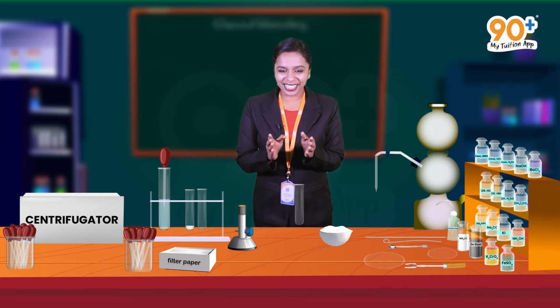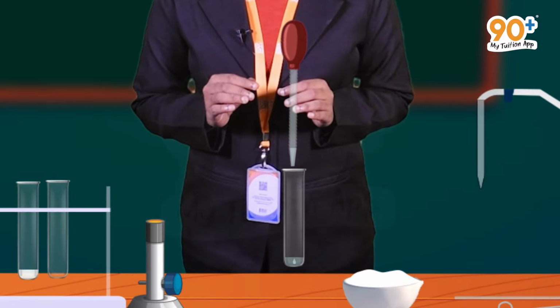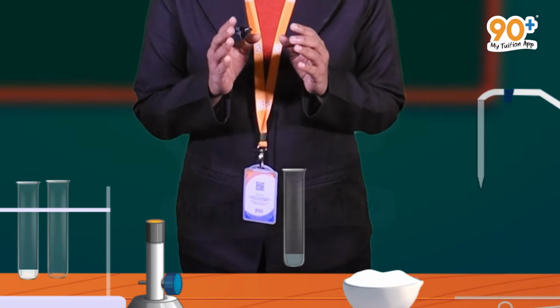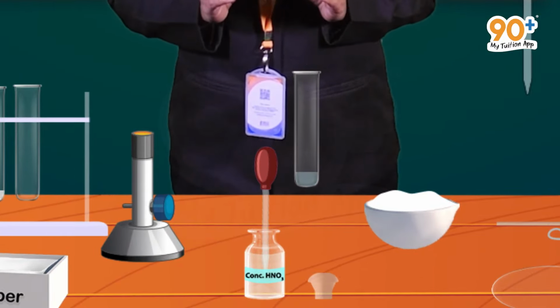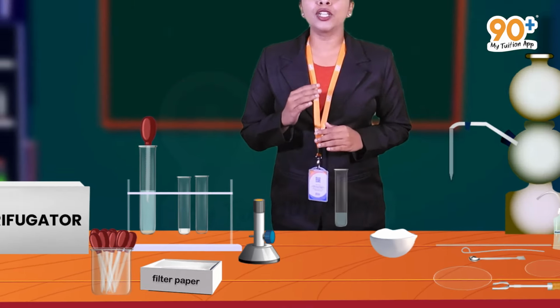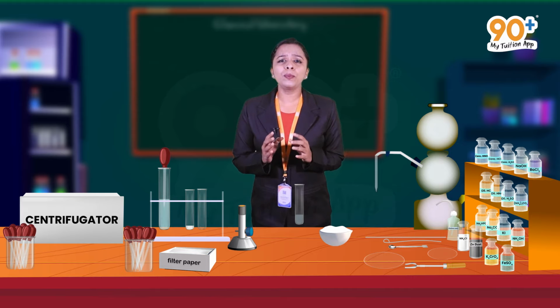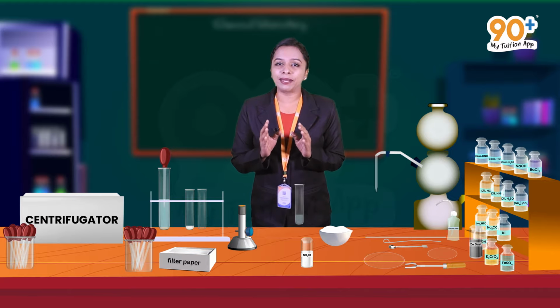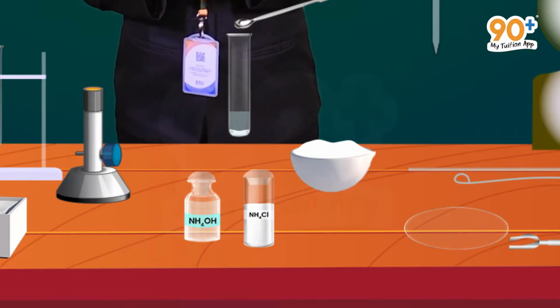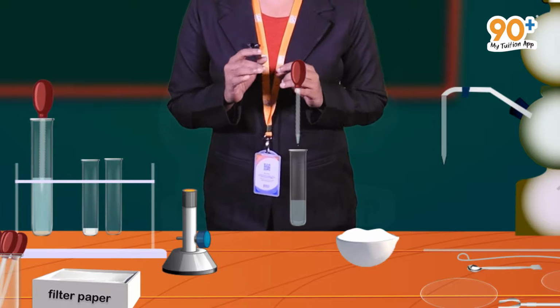Now let's take a test tube. To this test tube, add a few drops of salt solution and then add a few drops of concentrated nitric acid and then heat this solution. After heating, add the group reagents of group 3 cations. As we know, the group reagents of group 3 cations are ammonium chloride and ammonium hydroxide. To this, add a small amount of ammonium chloride and then add an excess amount of ammonium hydroxide.